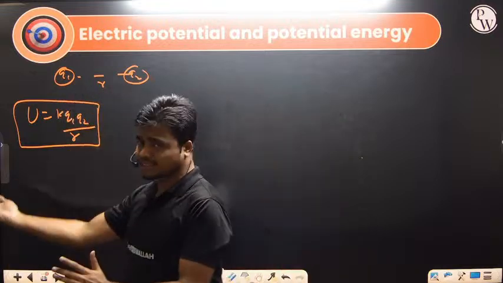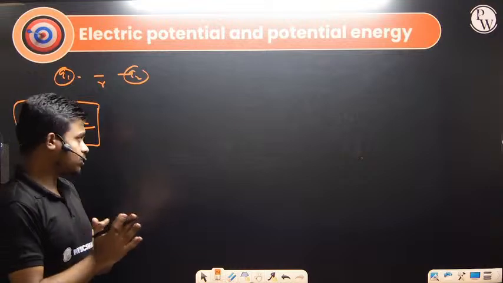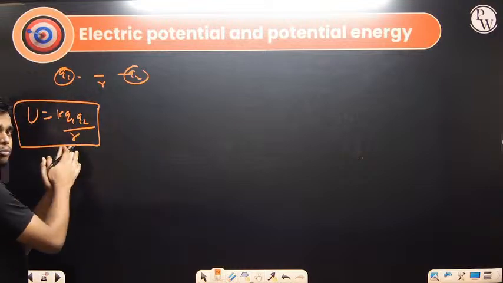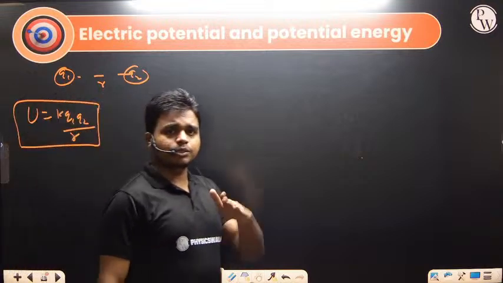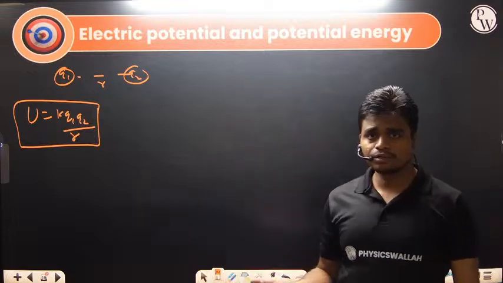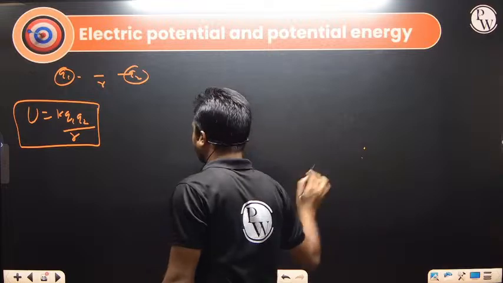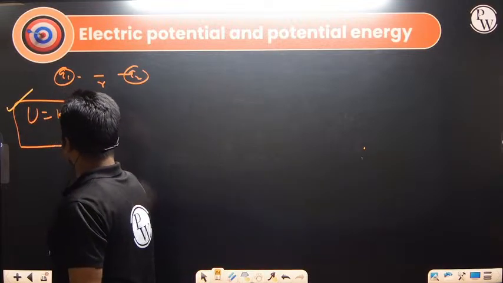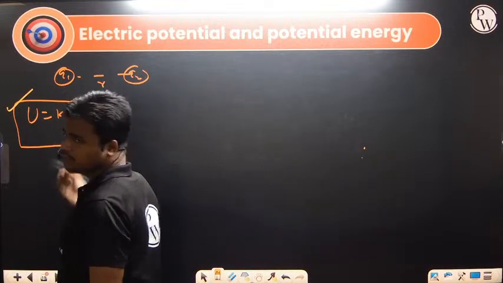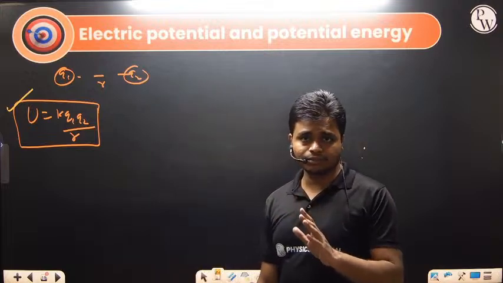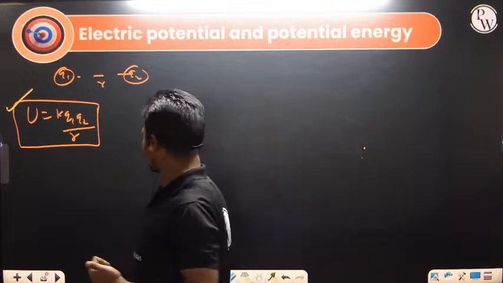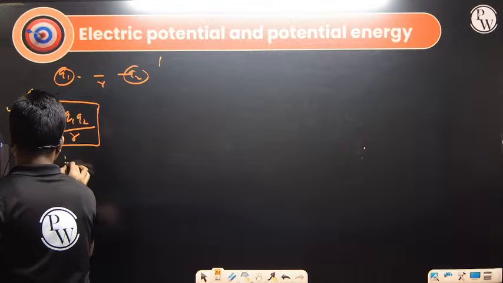If both the charges are positive, potential energy will be positive. If both the charges are negative, again potential energy will be positive. If one of them is positive and the second is negative, then the potential energy will be negative, and vice versa. So in this case, potential energy is positive, U is positive, when both the charges are positive. If U is positive, it means forces are repulsive. If U is negative, it means forces are attractive.